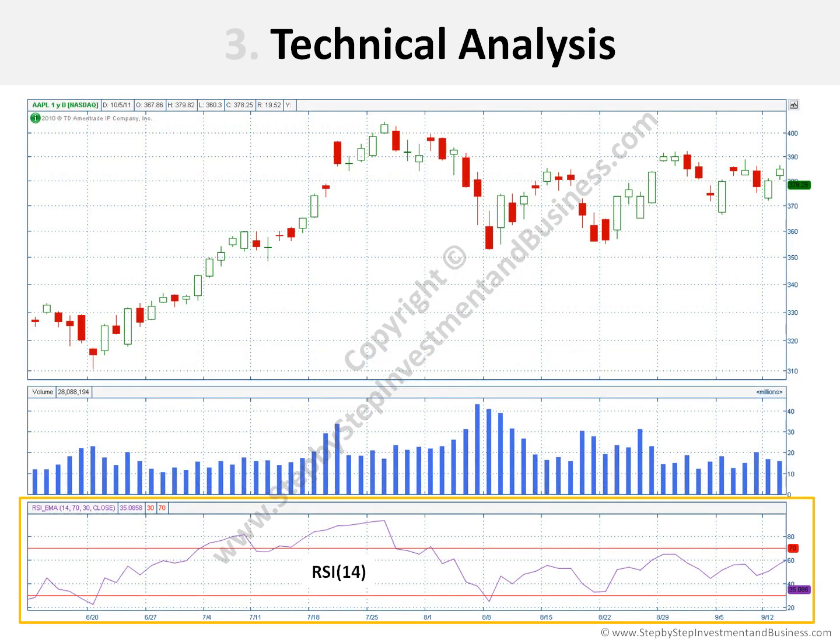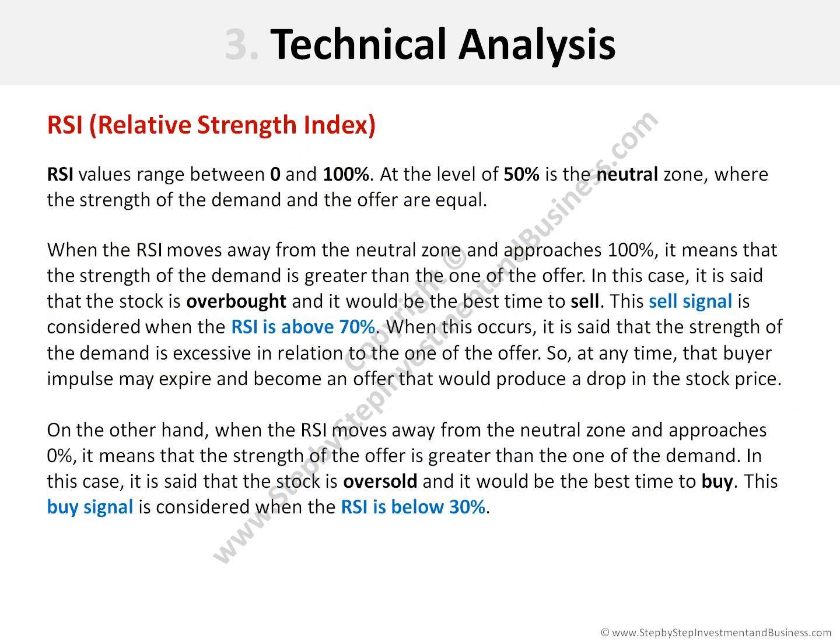As for the trading volume, in the stock charts provided by our broker, we can incorporate the values of the technical indicator RSI. In this case, we can see the curve of the 14-candle RSI below the volume area. RSI values range between 0 and 100%. At the level of 50% is the neutral zone, where the strength of the demand and the offer are equal.